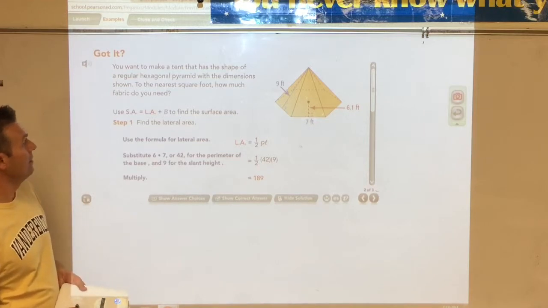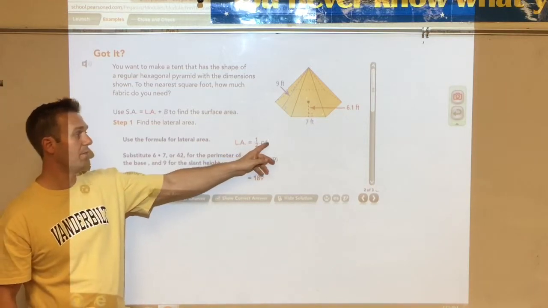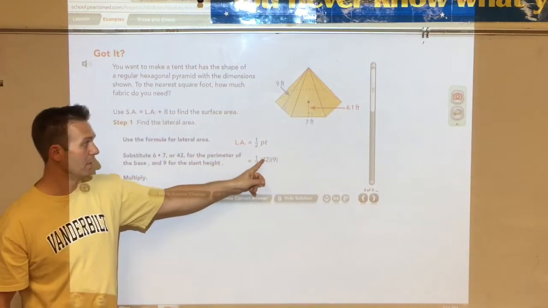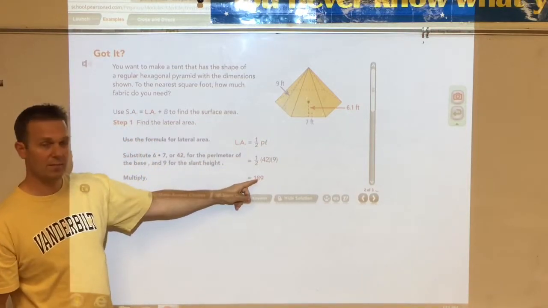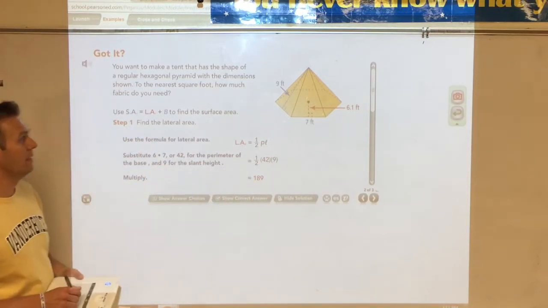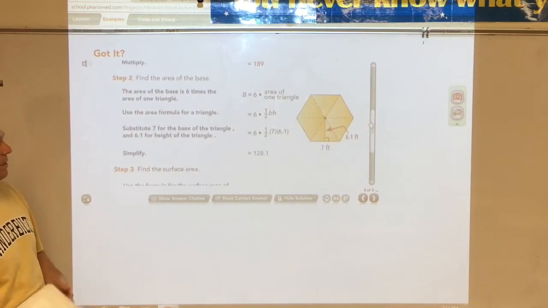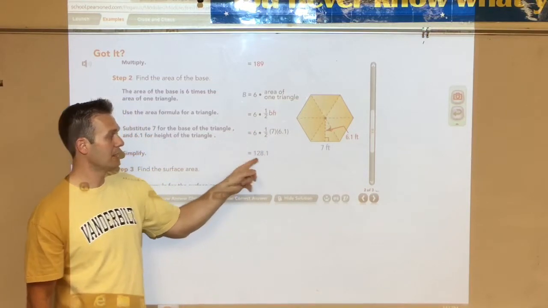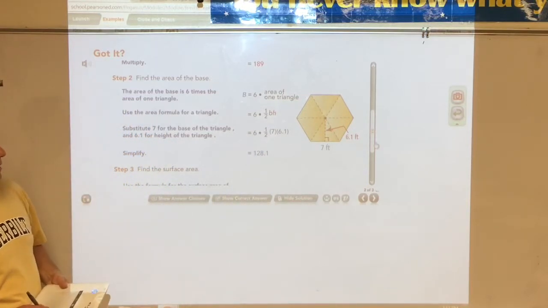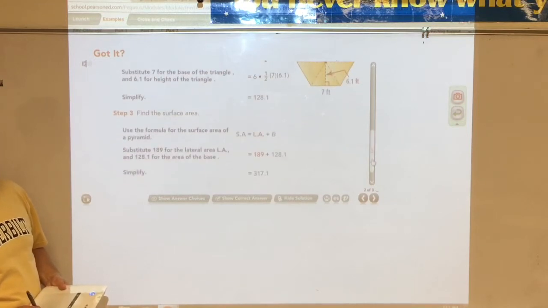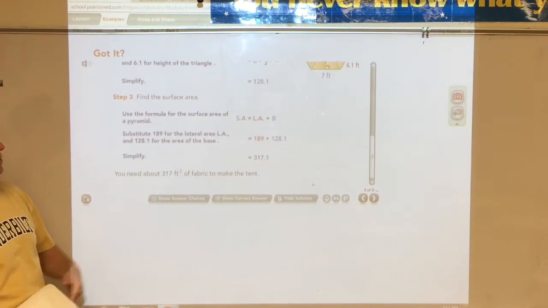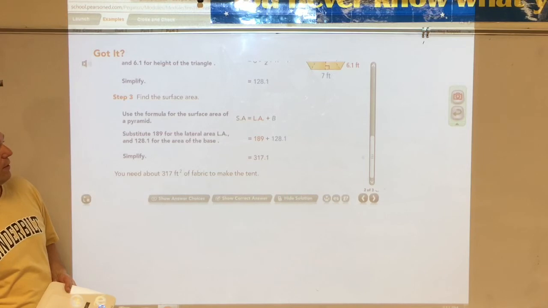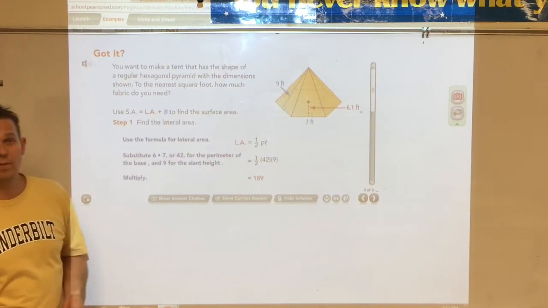And here is the solution. Again, 1/2 PL, or PL divided by 2. Where do we get 42? 7 times 6, 42. Slant height 9. Multiply them together, divide by 2. We get 189. Then we go to the next part, the area of the triangle. We have 7 times 6.1 divided by 2 multiplied by 6, which gives you 128.1. I might be going fast, but the teacher can slow it down and let you look at this. When you add those two numbers together, the 189 and the 128.1, you get 317.1. And we're going to stop there.